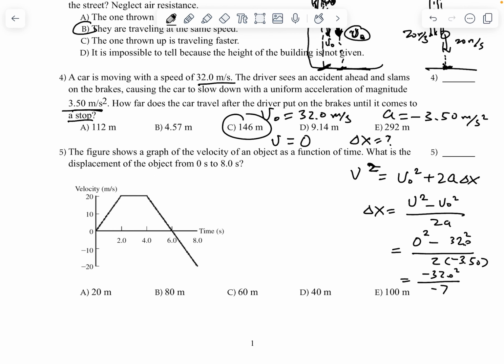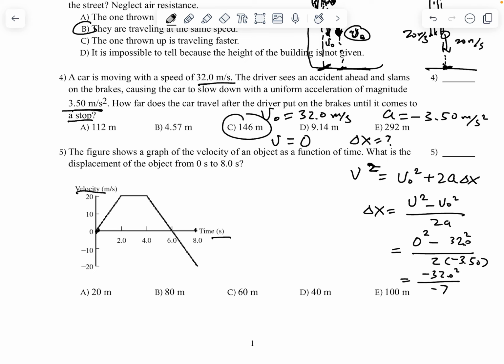Number 5. The figure shows a graph of the velocity of an object as a function of time. So this is velocity versus time. What is the displacement of the object from 0 to 8 seconds? From 0 to 8.